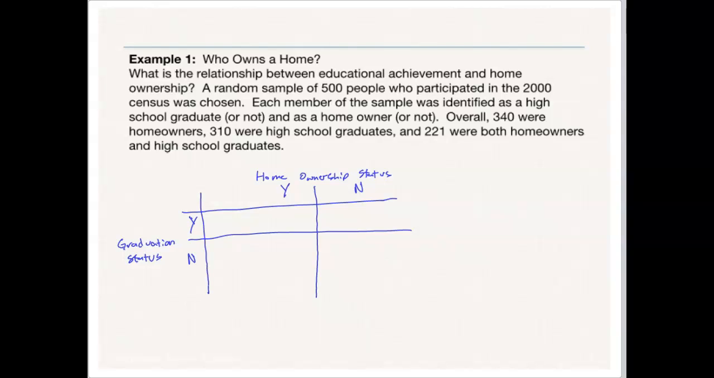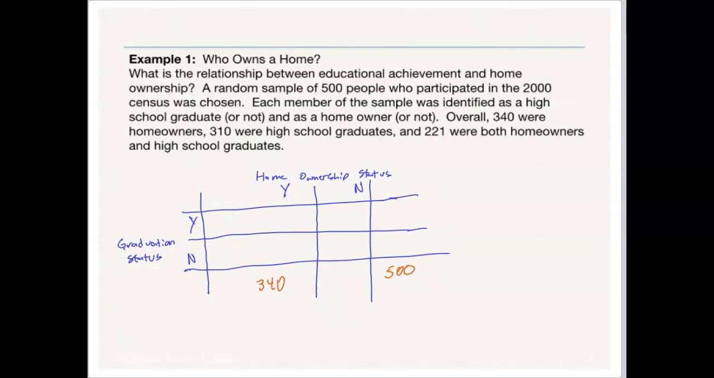All right, so looking at, and I'm going to get a section for our marginal distributions here. So we should have 500 in total, right? Okay, 340 were homeowners. So that 340 is going to go down here. That's the total number of homeowners.